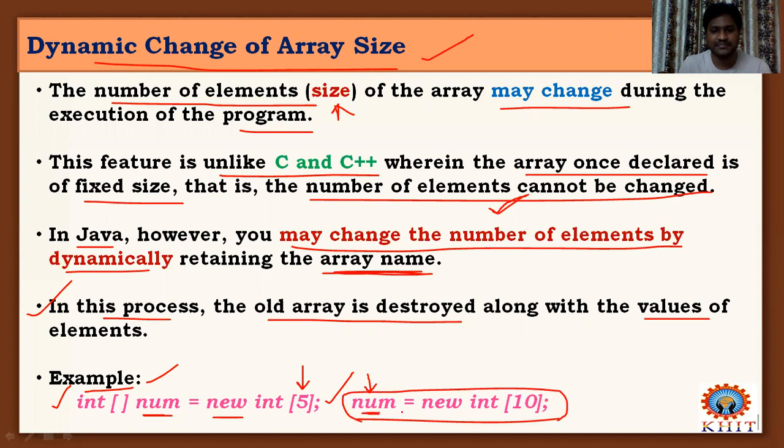The array name num is equal to the new operator followed by the type of the array, and in the square brackets, you can specify the size dynamically, here 10. When the compiler executes this statement, the previous array is completely destroyed along with its values, and new memory is allocated with this array name and size 10, and all locations of this array are initialized with zeros, right?